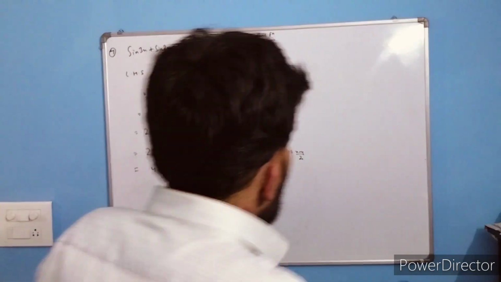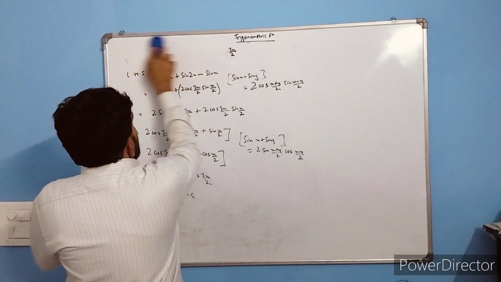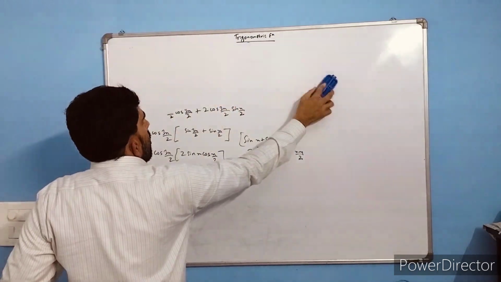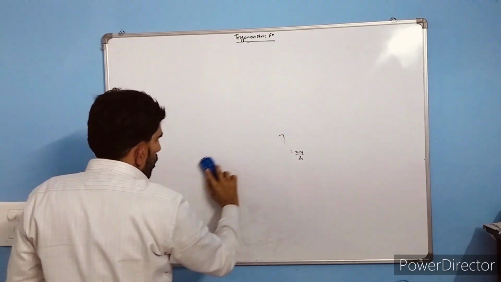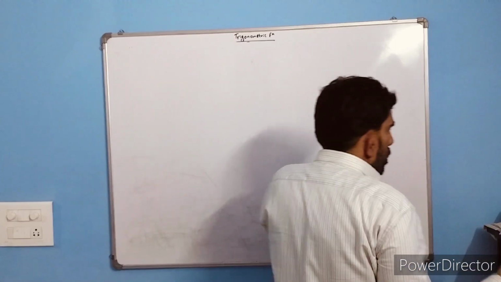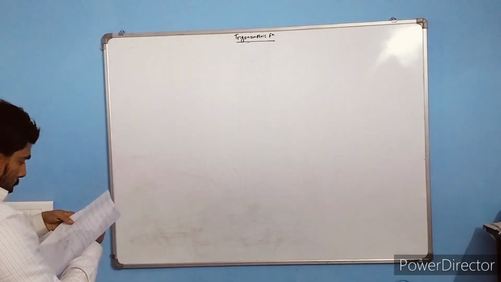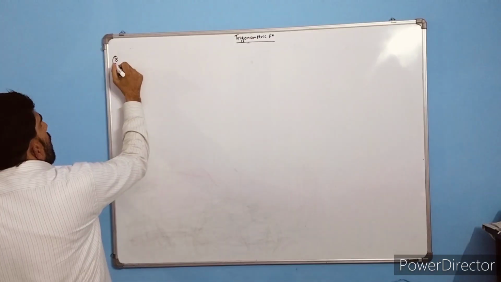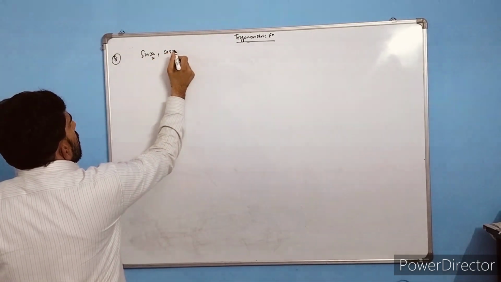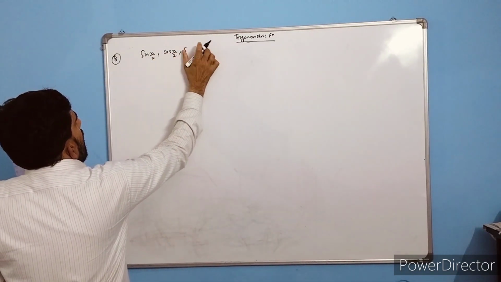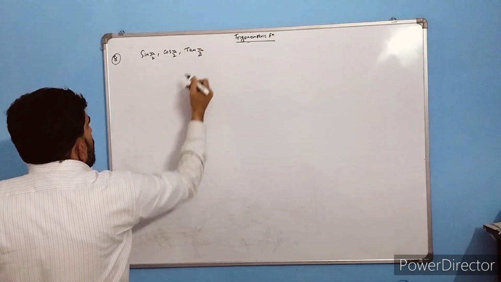So now we'll solve the next numerical. We have solved 7 numericals. Now we'll try to solve the 8th one. We have the 8th numerical now. To find the value of sin x by 2, cos x by 2, and the third one, that is tan x by 2. How to find?